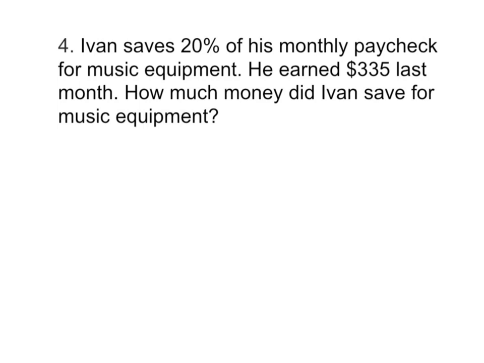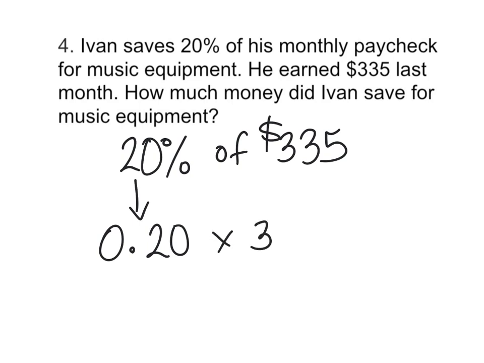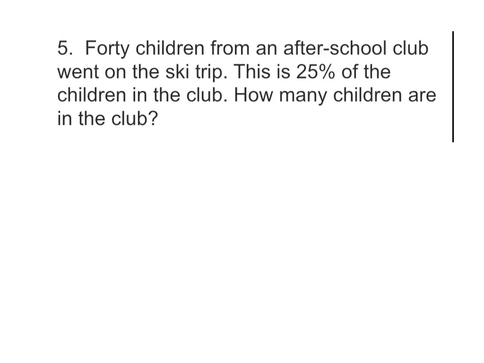Ivan saves 20% of his monthly paycheck for music equipment. He earned $335 last month. How much money did Ivan save for music equipment? So we are trying to figure out what is 20% of $335. So again, we can change our percent into the decimal version, 20 hundredths, and then multiply by that total amount to figure out the part he is saving. So when we take 20 hundredths times $335, we find out he has saved $67.